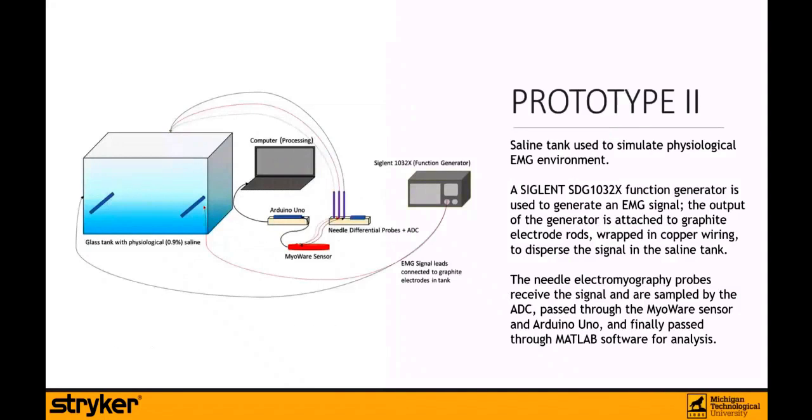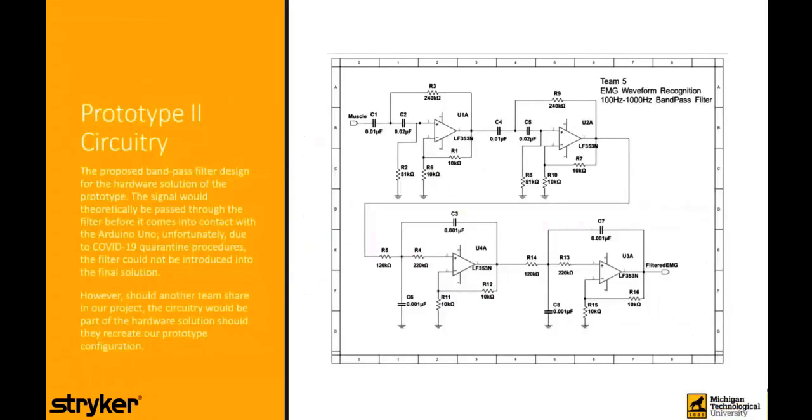Our secondary prototype that we developed in the spring semester involves a function generator that simulates the EMG signal within the saline environment. We use the needle differential probes in combination with an analog digital converter, a myAware sensor, an Arduino board, and finally a computer for processing of the signal. We also developed a bandpass filter as part of our hardware solution for the prototype. However, we weren't able to introduce that due to quarantine measures.